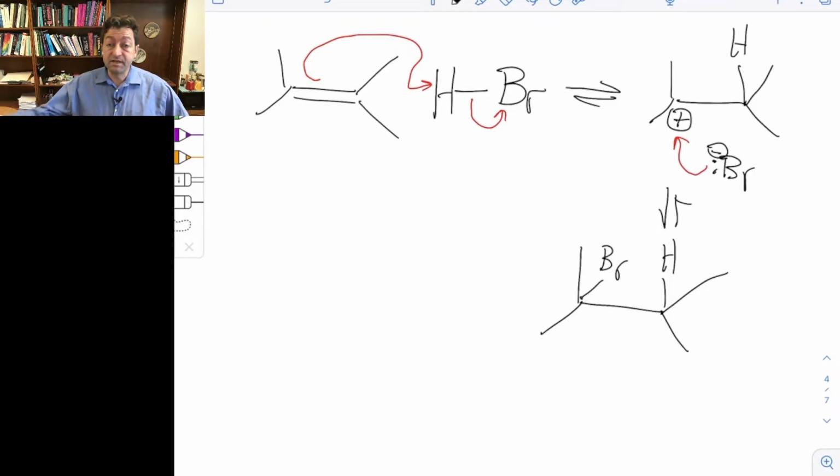Again, really, this is the opposite of that so-called E1 mechanism that we spent some time talking about in Chapter 7. So we can get the reverse process going, and we'll spend most of our time in Chapter 8 talking about what kinds of these addition reactions we can get to observe.